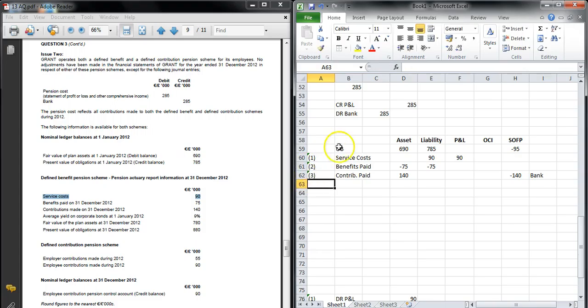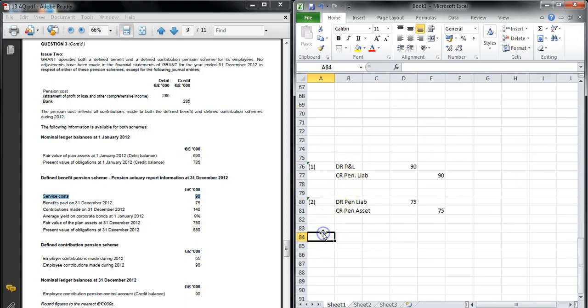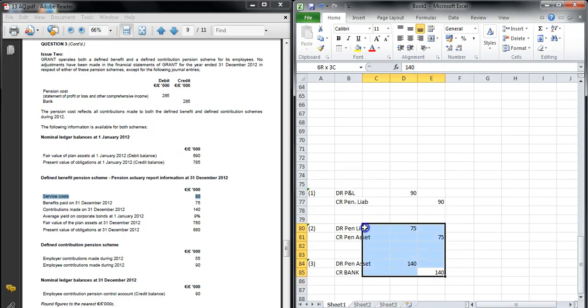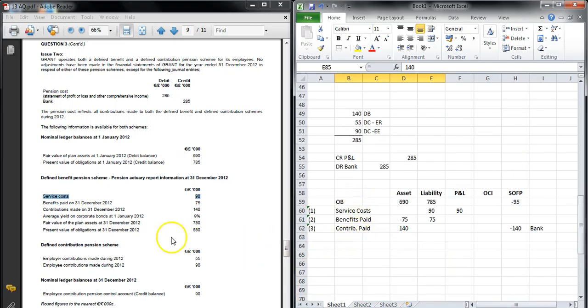So because we've reversed out the full 285 before, we can just make in the correct original entry, which would have been debit pension asset, credit bank for contributions paid, which would have been 140 and 140. Because we reversed it out, we don't need to do a net adjustment, as you might see in the suggested solution. We can just do it from what it would have been correctly, starting from scratch.